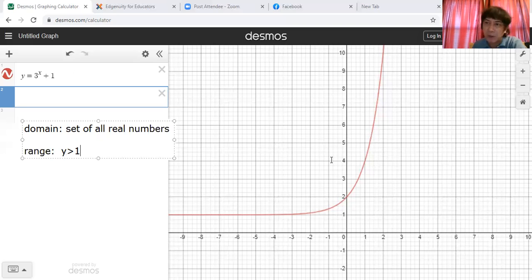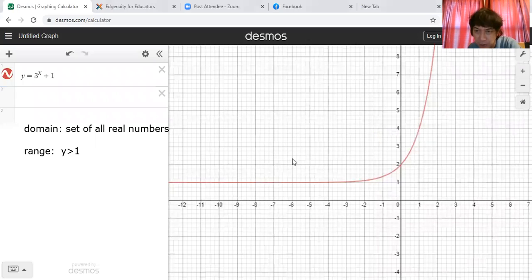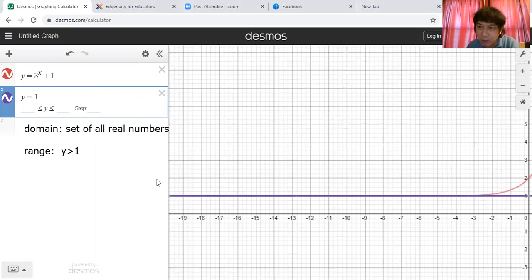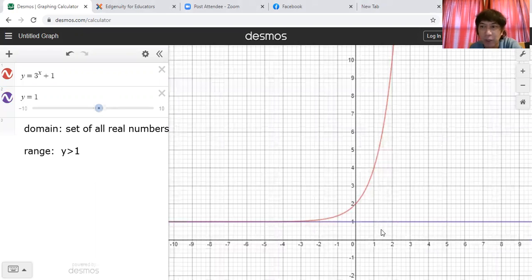And your asymptote here, the line approached by your graph, as you test the end behavior to the left. As you check the end behavior of your red graph, you can see it's approaching the line y equals 1. We can type it here, y equals 1. That's your asymptote, the line approached by the graph, but never touching it. So your range is y must be higher than 1. So it's 1.001, 1.002, 1.003, and then 2, 3, 4, 5, 6. Those are the allowable values for y. That's the range for this particular exponential equation.